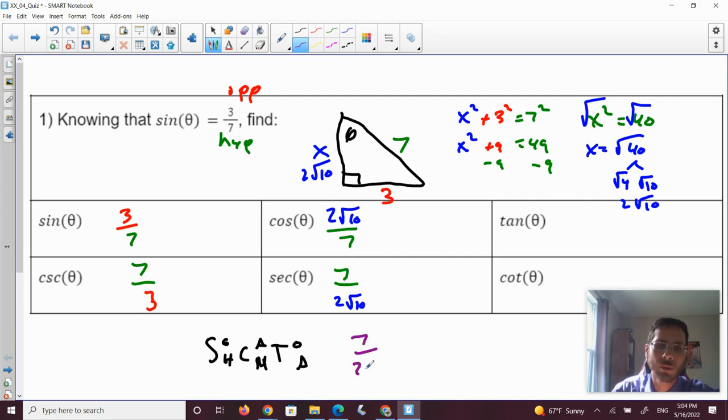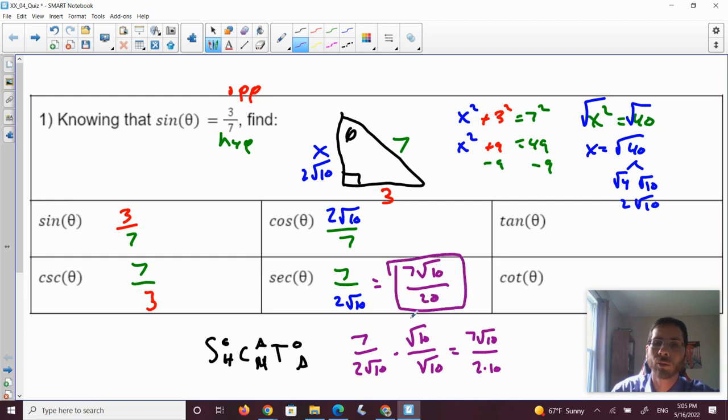So when we did the reciprocal, it didn't work. The square root of 10 is the problem. So we need to multiply both the top and the bottom by the square root of 10. 7 times square root of 10 is 7 root 10. 2 times square root of 10 times square root of 10 is 2 times 10, which is 20. So it's 7 square root of 10 over 20. That's what our answer needs to be for secant.